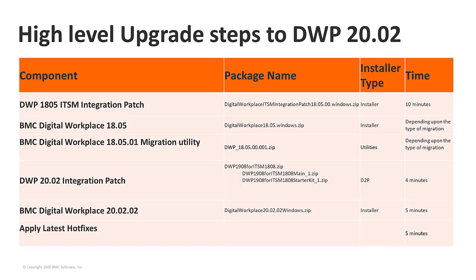Once the D2P package deployment completes on the ITSM stack, you are ready to upgrade your DWP 1805 to DWP 2002. You can use this as your opportunity to convert from Oracle Java to Open Java as part of the install, with the caveat in mind that you need to be using Tomcat 8 or a later version in order to support Open Java. Once the primary DWP node is upgraded to 2002, you can upgrade secondary nodes to 2002 in parallel.